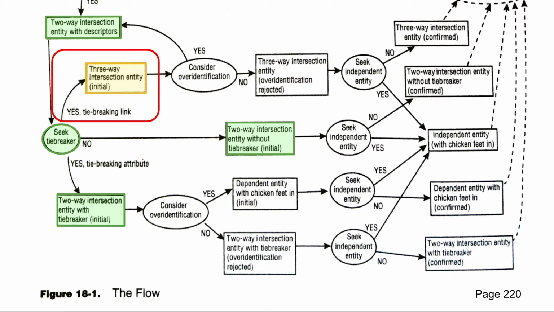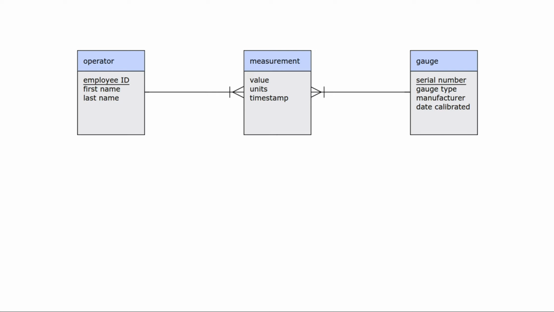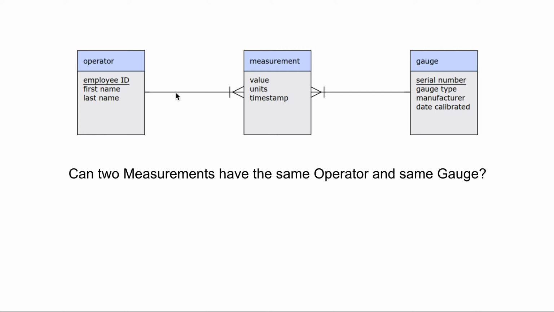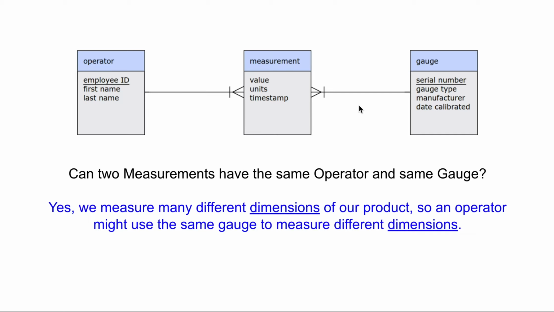For that, let's go to a different example. In this model, measurement is also an intersection entity. Suppose we just discovered that and now want to consider a tiebreaker. We can ask the same kinds of questions as before. Can two measurements have the same operator and the same gauge? The answer might be, yes, we measure many different dimensions of our product, so an operator might use the same gauge to measure different dimensions. For example, length, width, and height.